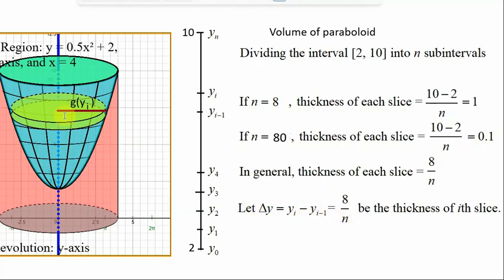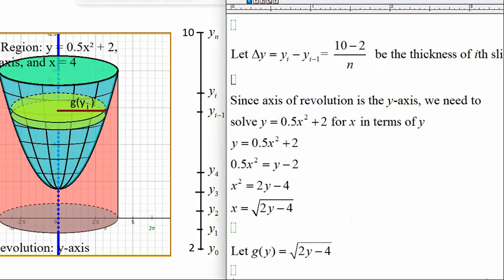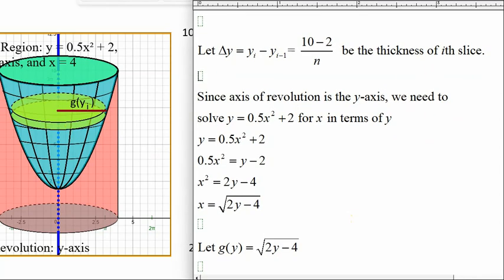And so now let's find the volume of this ith disk. But before we find the volume of this ith disk, the axis of revolution is the y-axis, and so we need to solve this equation right here for x in terms of y.